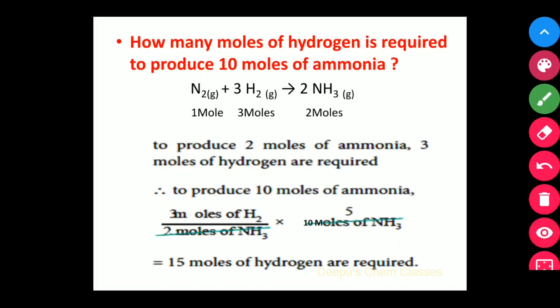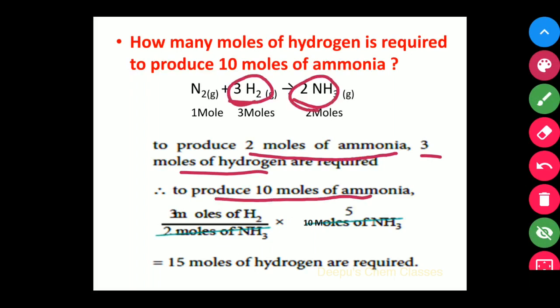So this is like a word problem. To produce 2 moles of ammonia, we need 3 moles of hydrogen as per the stoichiometric equation. Then to produce 10 moles of ammonia, we need 3 into 10 divided by 2. If you simplify this, you get 15 moles of hydrogen.